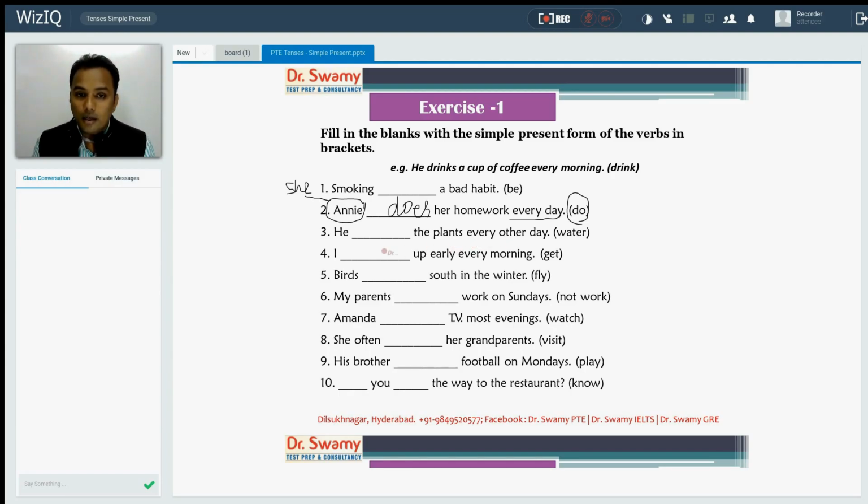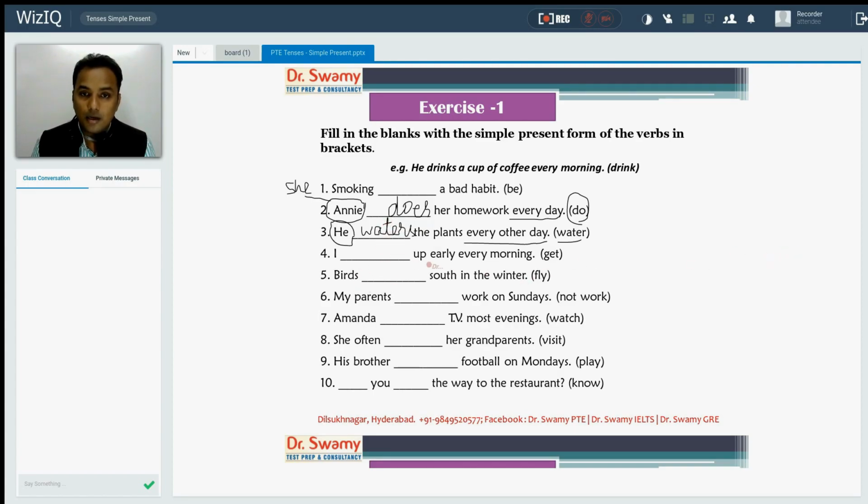And now, he waters the plants every other day. Every other day means once in 2 days, that means very frequently. So water is used as a verb, but the subject here is he, and therefore the answer is waters. You have to add s to the verb because the subject is he.